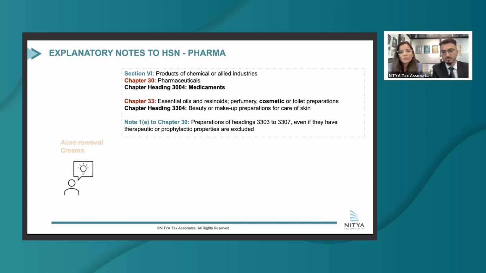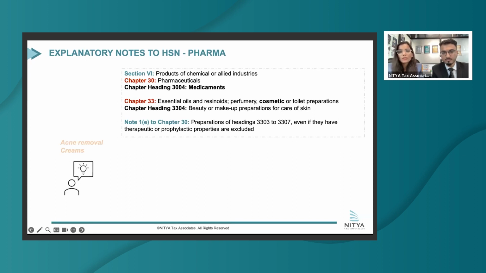So basically they say that even if skincare products have a therapeutic property, let's suppose acne removal creams, these are basically treated or perceived as skincare products. Now, even if they have some therapeutic properties, like they are removing the acne, so that is a therapeutic property, even then they will remain classified as beauty or skincare products only. That is coming from Note 1(e) of Chapter 30. That the therapeutic properties will not impact the classification as skincare products.